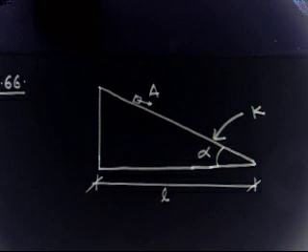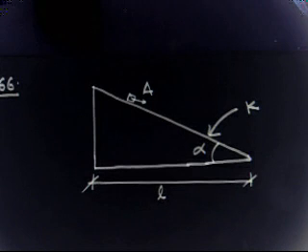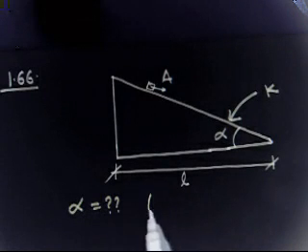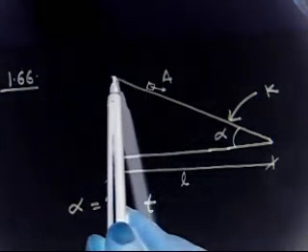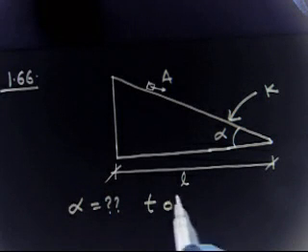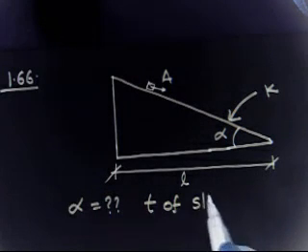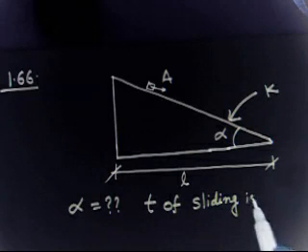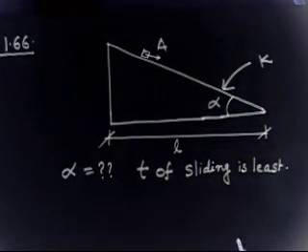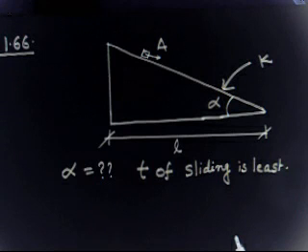At what value of alpha the time of sliding will be least? So we have to find out what should be the value of alpha so that the time for this object A to come from top to bottom is least. So time of sliding, T of sliding, is least. So you have to find alpha for which the time of sliding is least, and also find what T will be equal to. So basically you have to find the alpha.